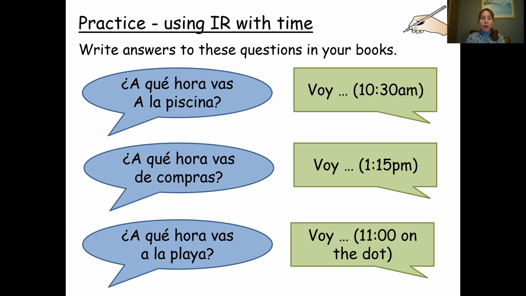Okay, so some of this vocabulary we did last week when we were talking about free time activities. So refer back to that, because in our answers we need to give the first person of ir, voy, then give the activity and then say what time. So I've put the time there in English. I want you to put that in Spanish in your answers. Okay, so pause this video for about 3 minutes whilst you complete that.